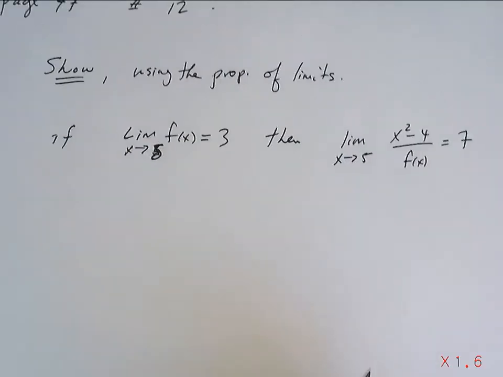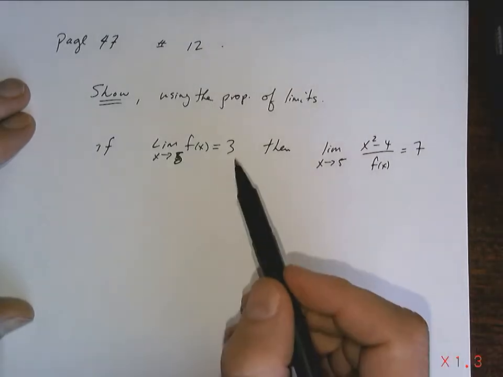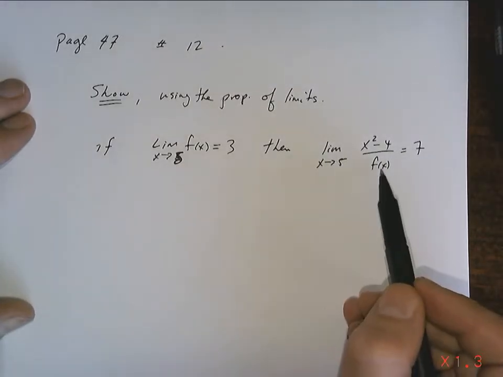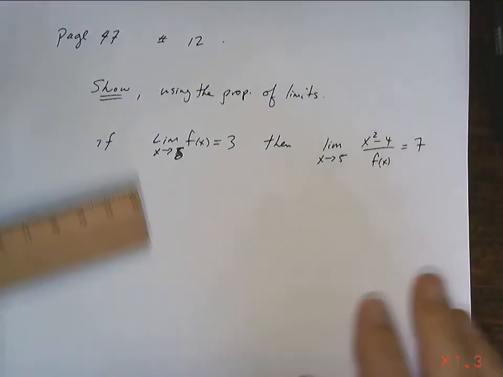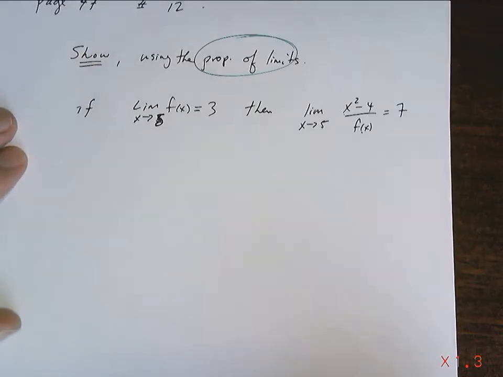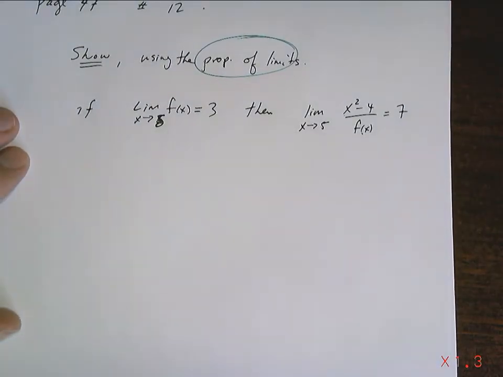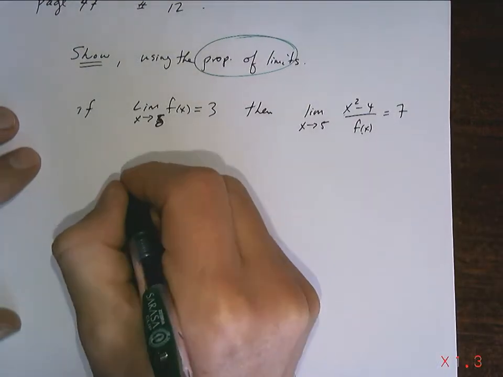So probably most of you, and I would have too, absolutely, you probably went along and said, okay, I'm going to put in 3 here, and I'm going to put in 3 here, and you're going to get 7. And, well, no. First of all, we have to do it using the properties of limits, which means that we really can't evaluate anything until we get it down to something like this.